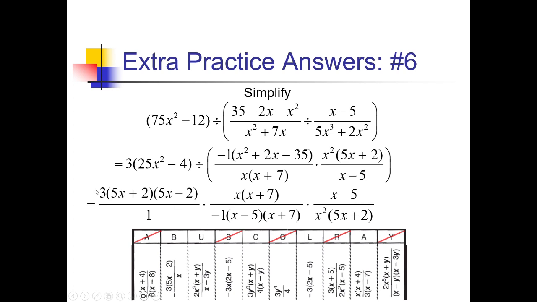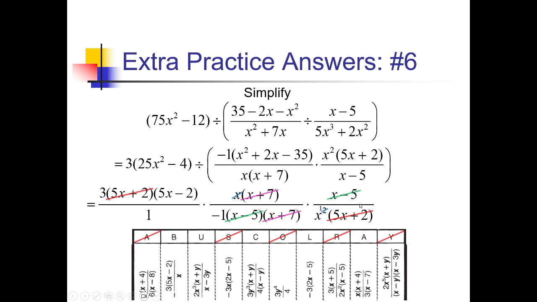So this 3 doesn't look like that reduces with anything. 5x plus 2 reduces with this one over here. 5x minus 2, not so much. The x here can reduce with this x squared. That leaves me with an x to the first down there. x plus 7s can cancel, that's nice. x minus 5s can cancel, also very nice. And I believe that is it.